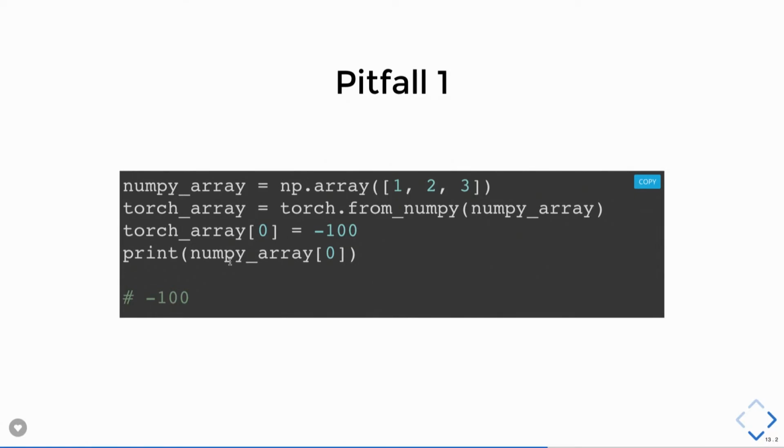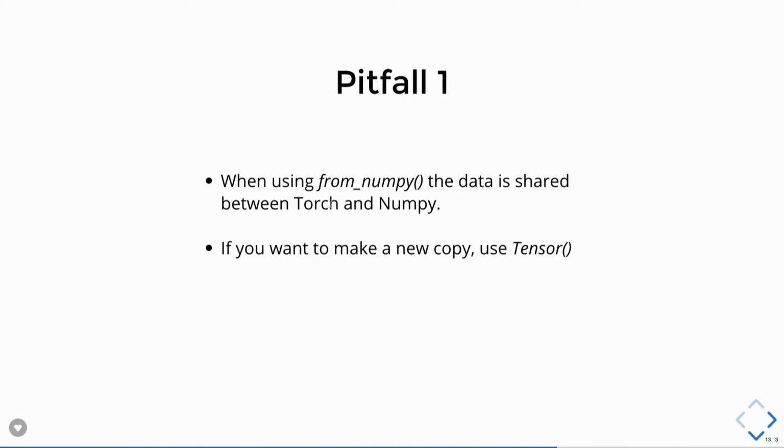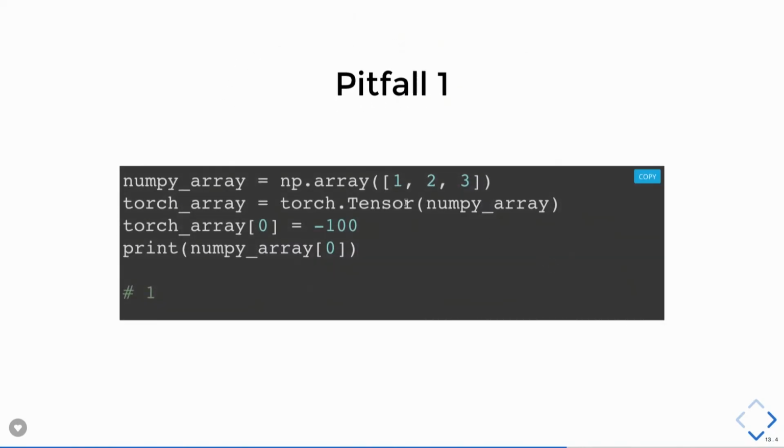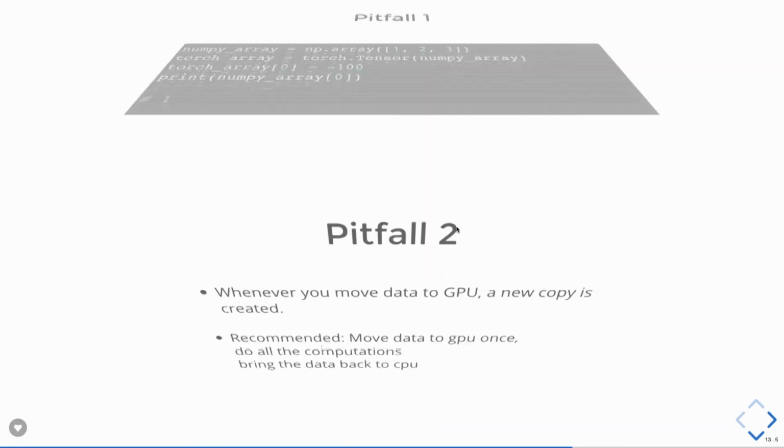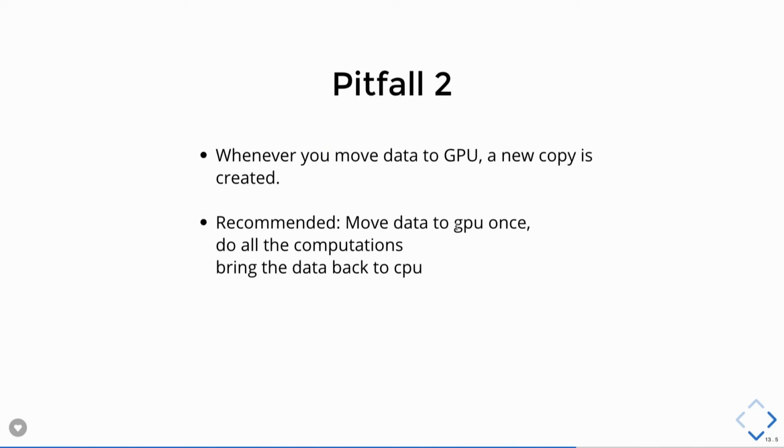This is good at times. In fact, this is good probably most of the time, because you're not creating redundant copies. But if you do need to create a redundant copy specifically, then instead of using from NumPy, use the tensor function, which would look something like this. So you do a torch.tensor. And in this case, it's specifically going to allocate a new piece of memory. And now your NumPy array would remain untouched.